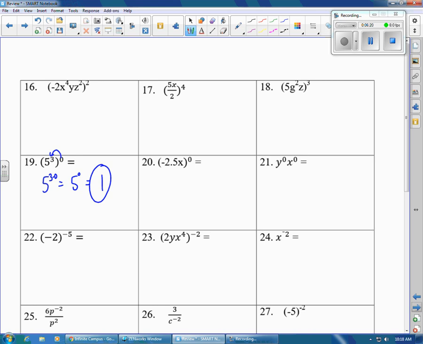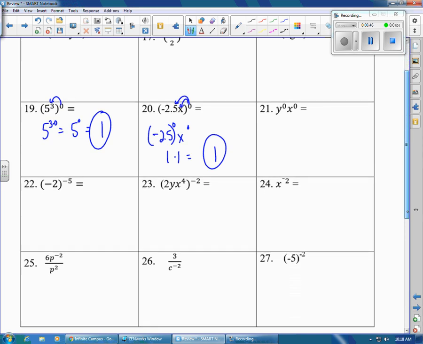The next one is a power to power again, and that 0 attaches to everything. So it's going to be negative 2.5 to the 0 power times x to the 0 power. We know anything raised to the 0 power is equal to 1, so that's like 1 times 1, which equals 1. 21 kind of follows that same path, but I'm not going to do that one for you. You're going to figure that one out, and we'll check it in class tomorrow.